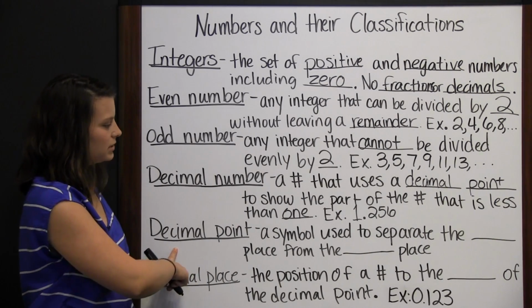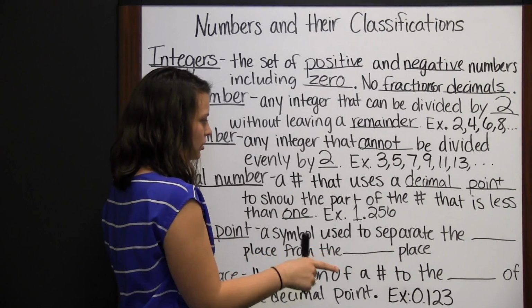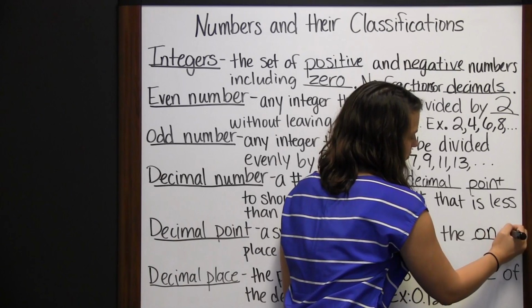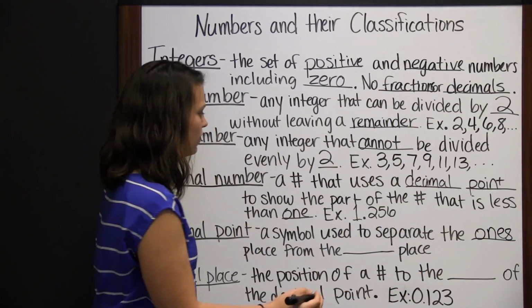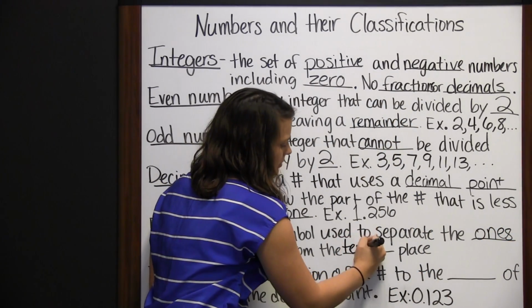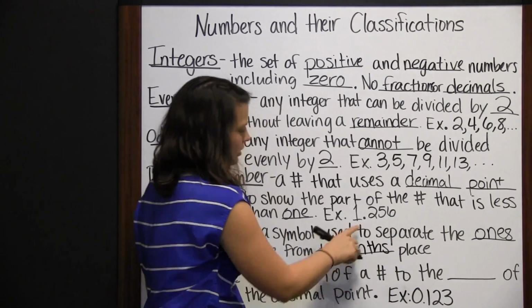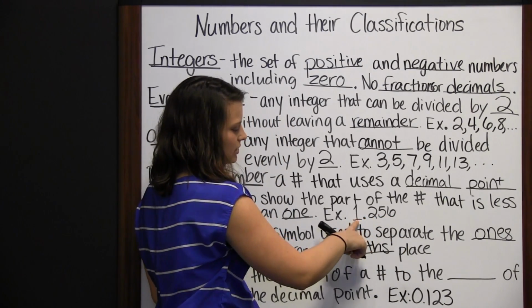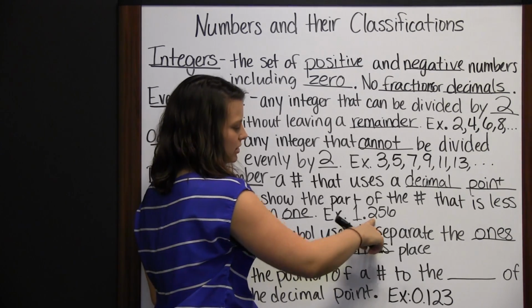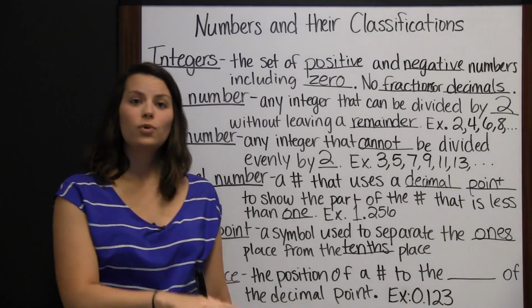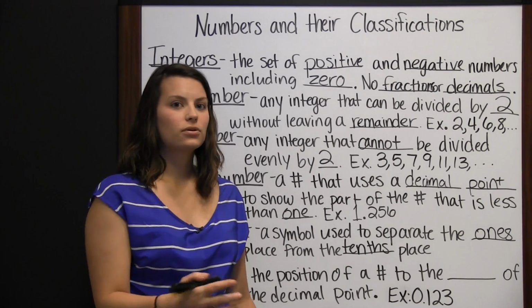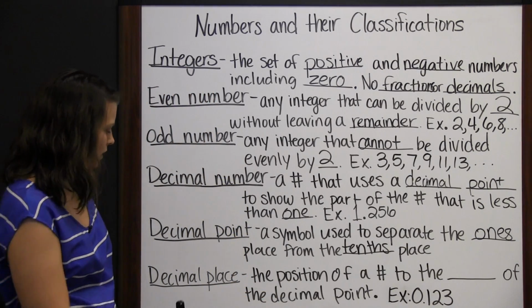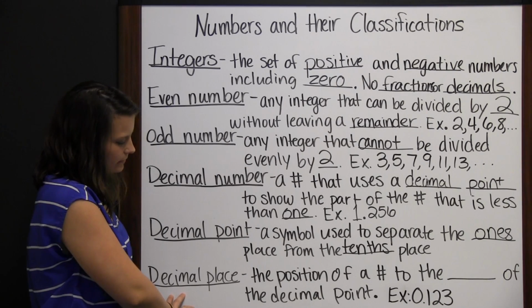A decimal point is a symbol used to separate the ones place from the tenths place, like we did in this number right above us. This decimal point separates our ones place from our tenths place. So it shows you which part of the number is 1 or greater and which part of the number is less than 1.